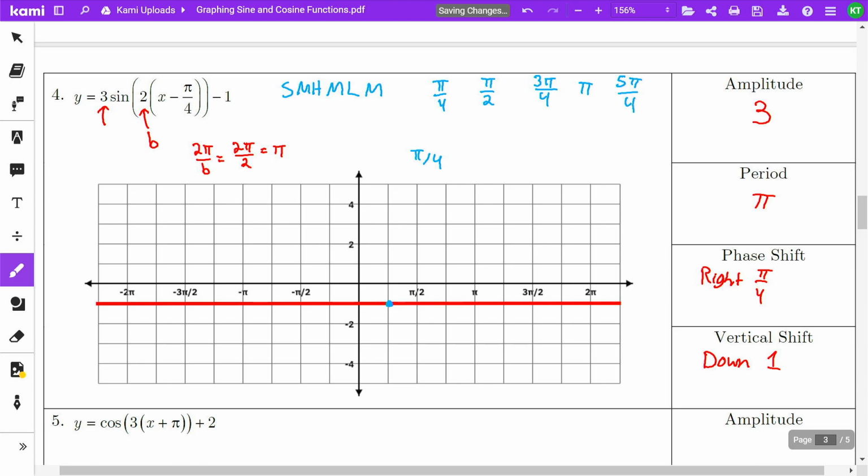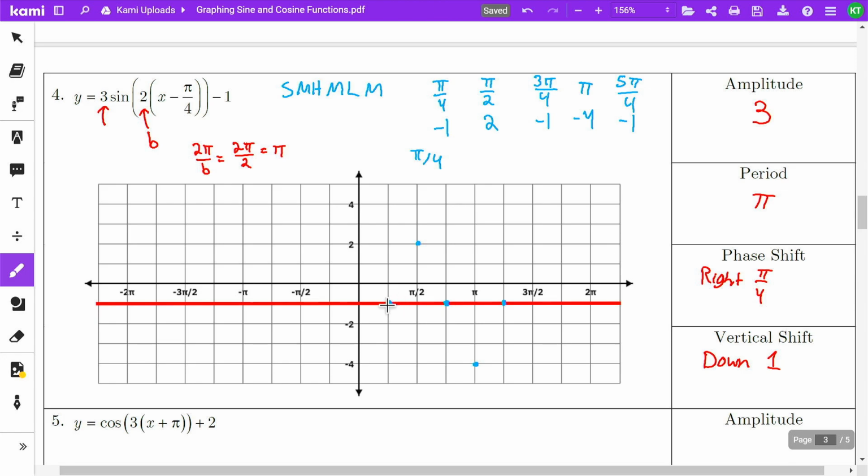So if I'm starting at my midline, which is negative 1, my next point, I'm going to go from my middle to my high point. So I'm going to add 3 to negative 1. That will give me 2. I'll go back to my middle, which is negative 1. I'm going to go to my low point, which is 3 less than negative 1. So that means negative 4. And I'll go back to my middle, which is negative 1. So when I plot these points, I'll have one here, one here, one here, and then finish up right here.